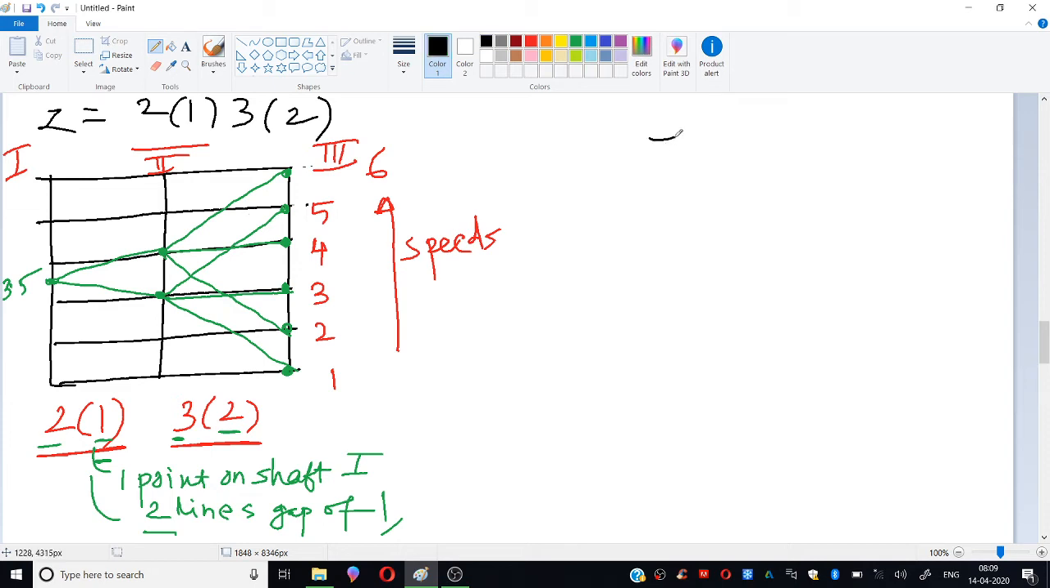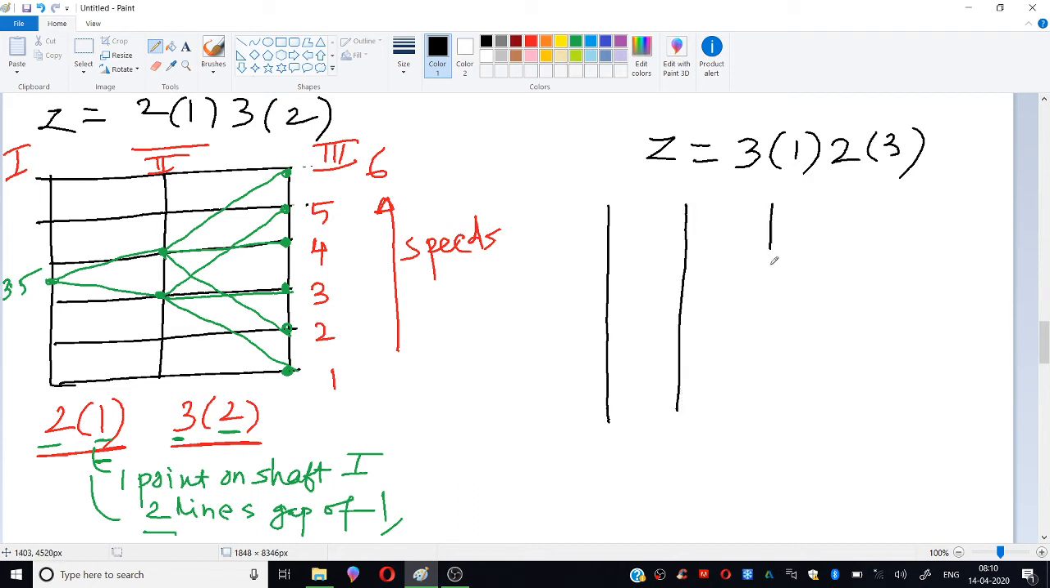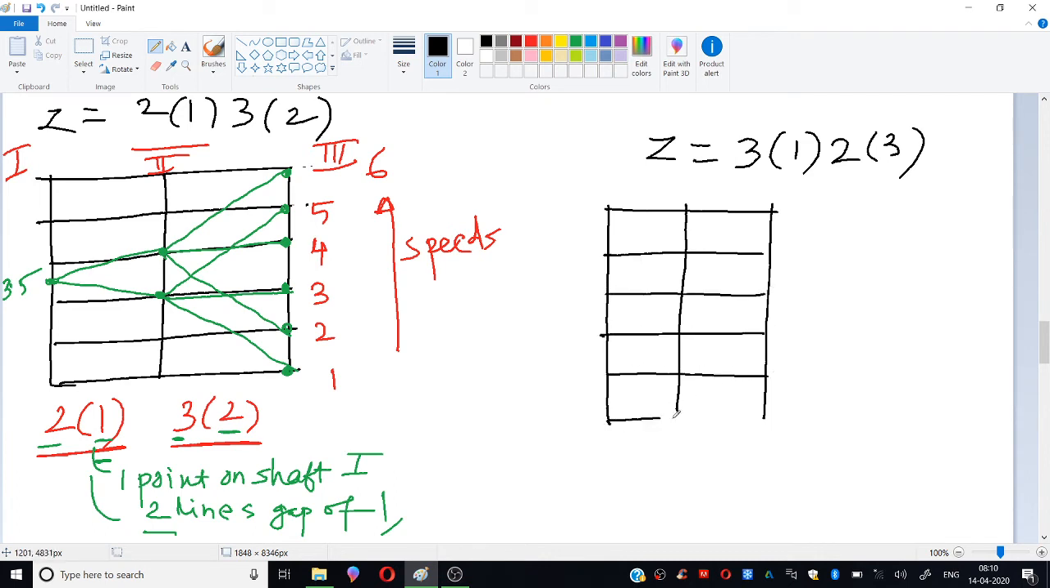The second structural formula is this: Z is equal to 3 in bracket 1 and 2 in bracket 3. So again the same thing, we will draw 6 lines and 3 vertical lines. So this is 1, 2, 3, horizontal line 1, 2, 3, 4, 5, and 6. In this, again we will start with this. Now this is our shaft 1, this is our shaft 2, and this is our shaft 3. And in this we have the first stage, that is 3 in bracket 1, and second stage 2 in bracket 3. The similar points, we will start with it.